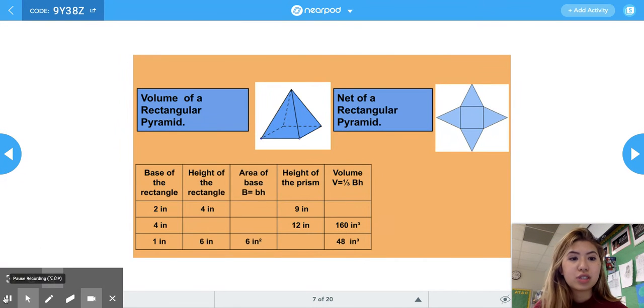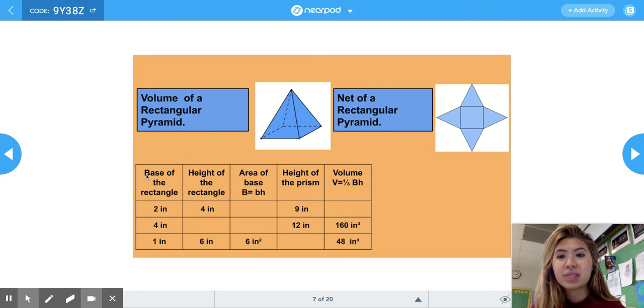So before we get into the I do's and the we do's and the you do's, we're going to fill out this chart right here, which gives us the base of the rectangle, the height of the rectangle, area of the base, which is big B or uppercase B, base area, height of the prism or the pyramid, and then the volume formula, which is V is equal to 1/3 base area times height.